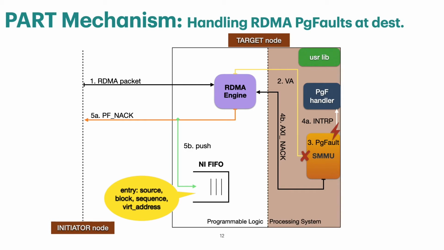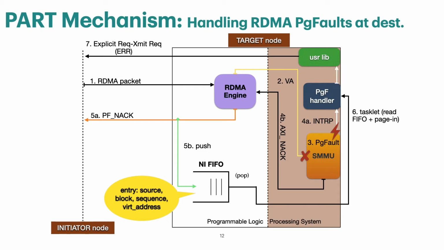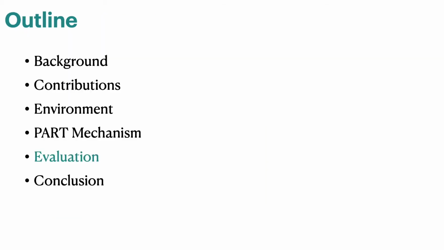At this point, we will also push into the network interface FIFO the information that is necessary in order for the page fault handler to later read the information from there and page in the faulty pages. And after that, through user space, we will send an explicit request to the initiator node in order to retransmit the transfer. This time, it will be successful.